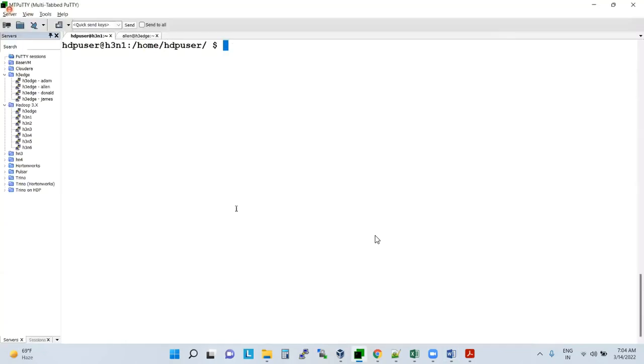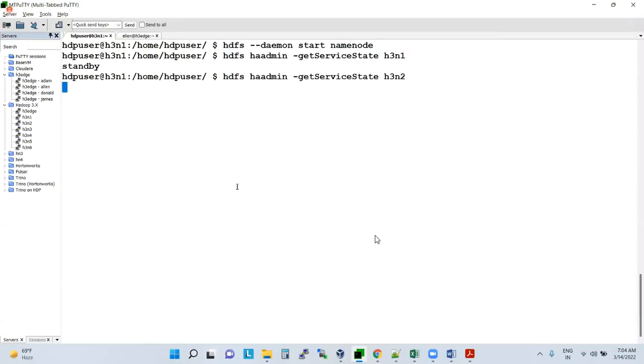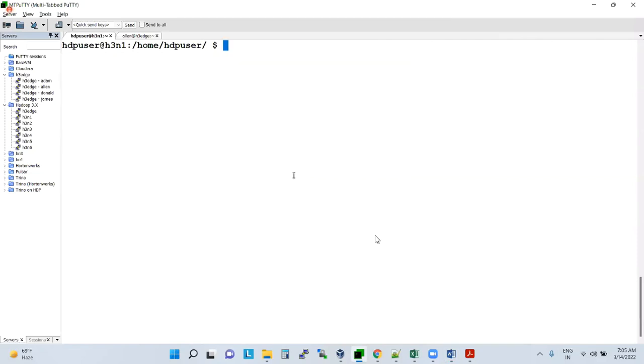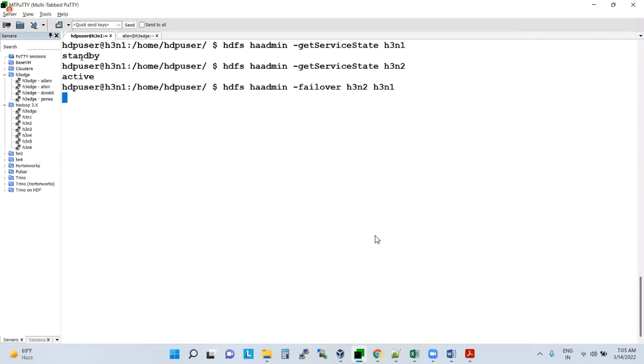Now what I will do? I will start the first name node. If you start the first name node, what is the status of the first name node? Standby. The second name node is active. Now one is active and one is standby. I want to interchange the status of both with one command. Can I interchange? There's a command called failover. Now if you see, the first name node status is standby.